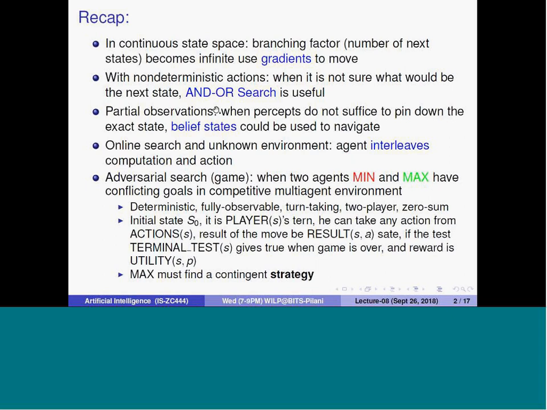That you are not able to localize what your state is. What is your state? What action can you take? This is a big question. But it turns out that in some scenarios, you can develop a concept of the belief state.